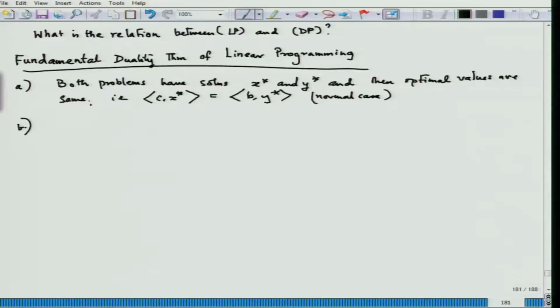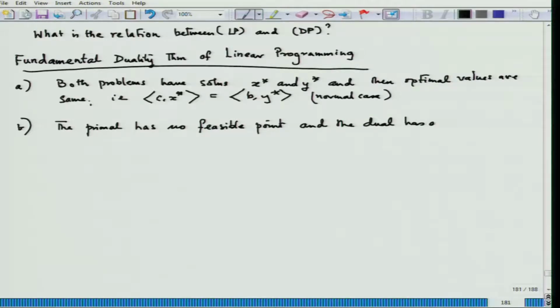The second thing is that the primal has no feasible point, and the dual has a feasible point, and the dual optimal value is plus infinity.